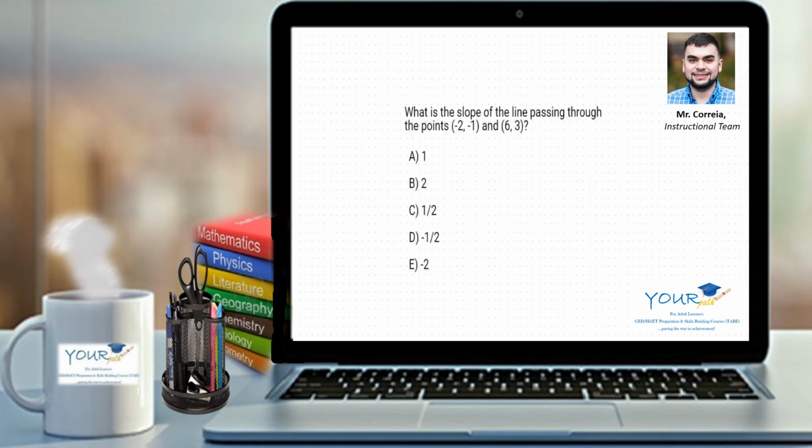Hello. Today we're going to walk through an example algebra problem. The question asks us, what is the slope of the line passing through the points (-2, -1) and (6, 3)? We have 5 choices: A) 1, B) 2, C) 1/2, D) -1/2, and E) -2.